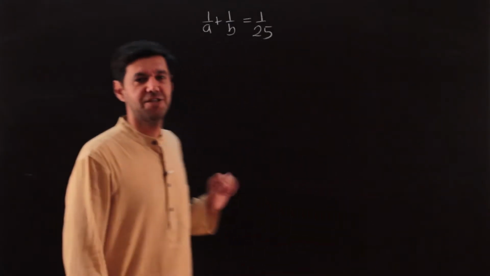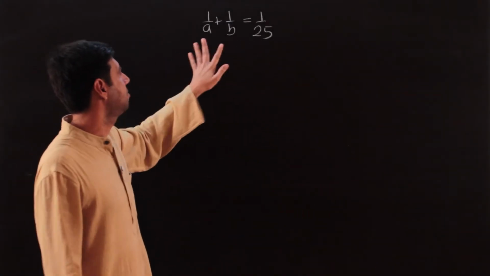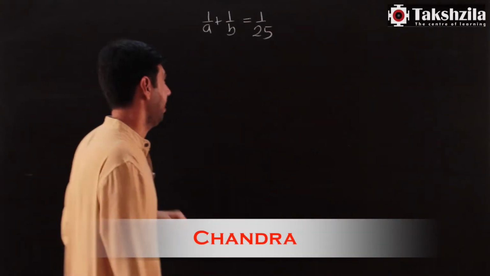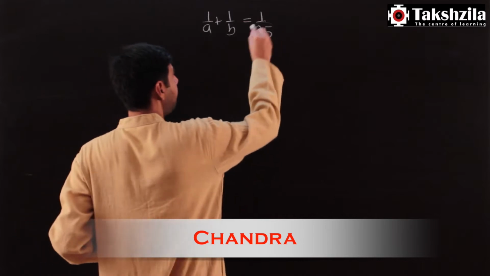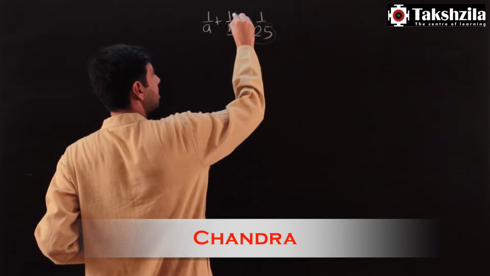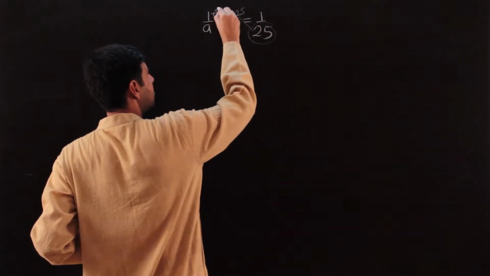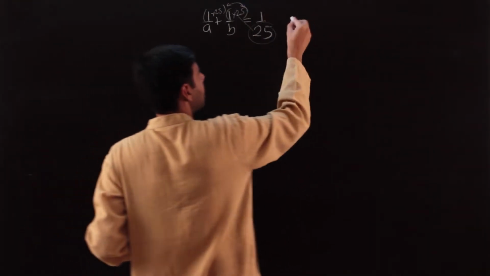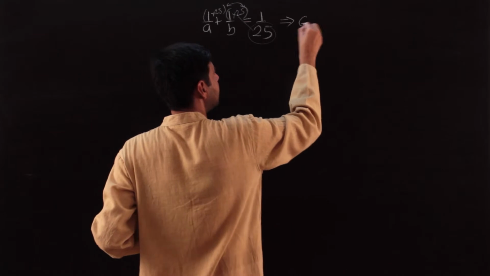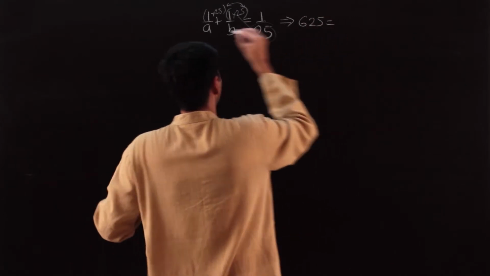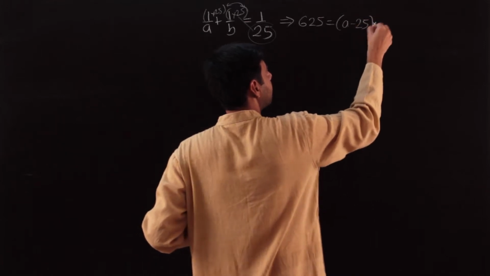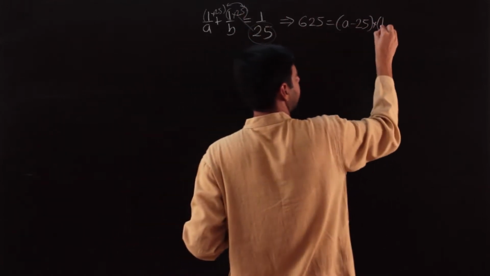Let's find the number of natural solutions as well as integral solutions to 1/a + 1/b = 1/25. If you are well versed with the factorization process, the 25 will get multiplied with each of them, resulting in 625 = (a - 25)(b - 25).